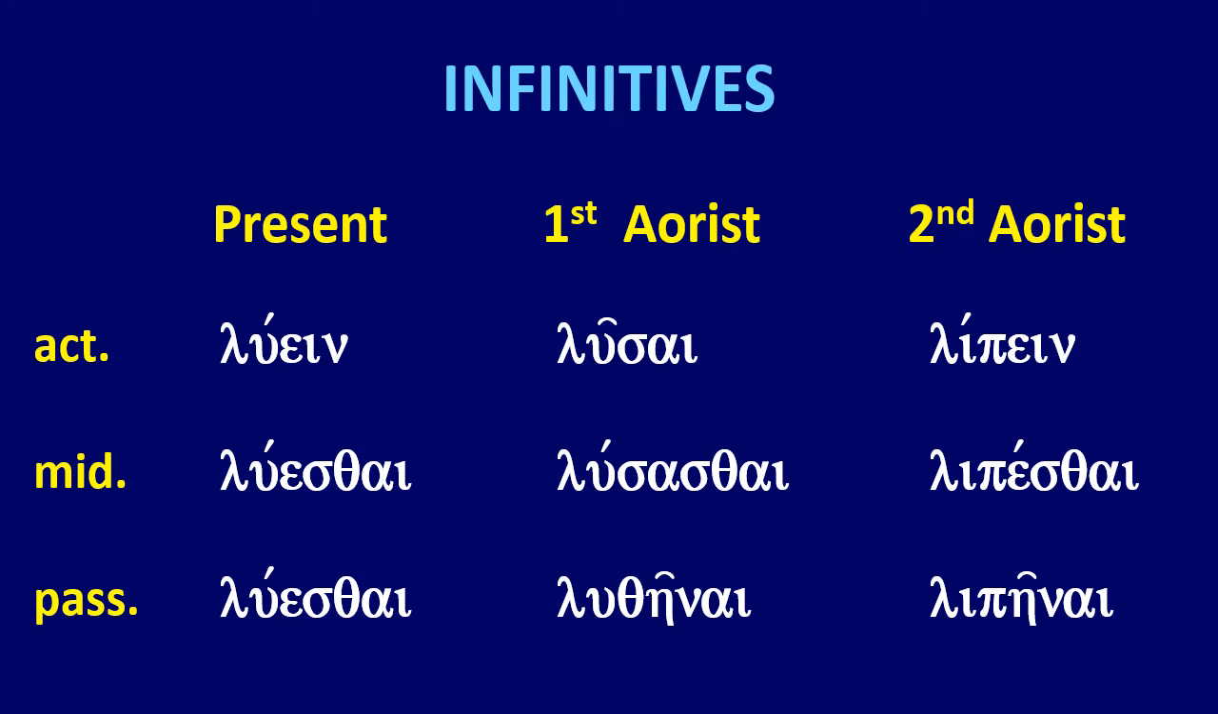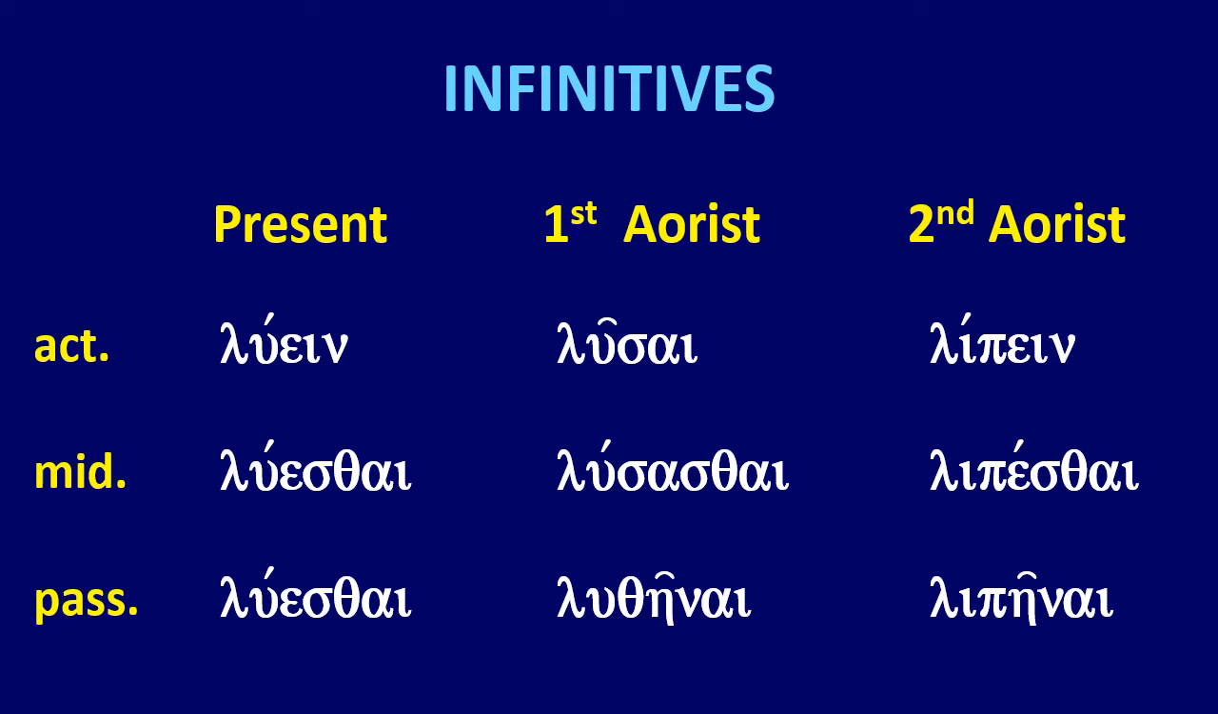And so these would be translated or understood: lusai for first aorist active would be to loose, and first aorist middle, lusasthai, would be to loose oneself, and first aorist passive, luthenai, would be to be loosed. And then second aorist, lipein, active voice, that would be translated to leave, from leipo, I leave. So lipein would be to leave.